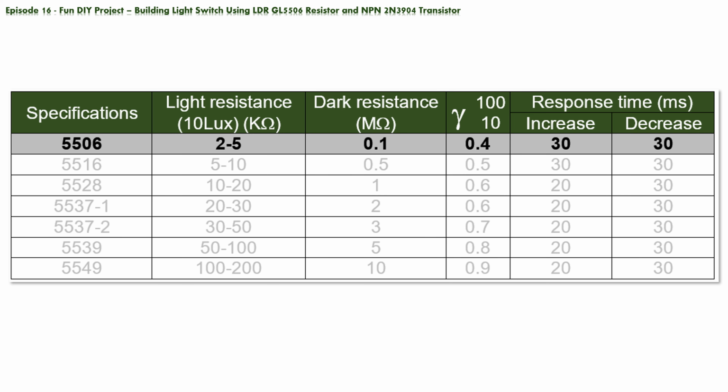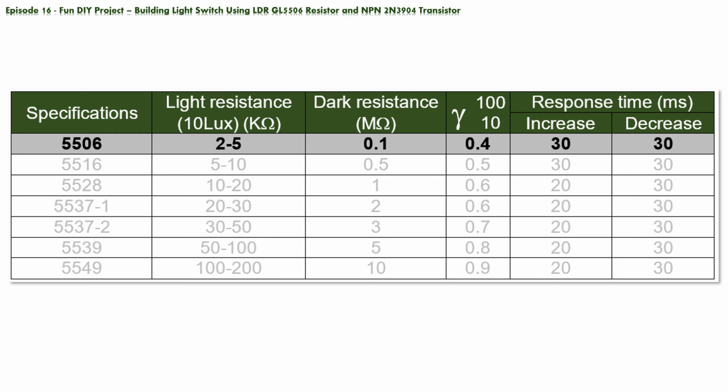Okay, so let's start with the first column from the left. These are all various types of LDRs. These are all generic components, manufactured by myriads of manufacturers. They all have the same specifications. For purposes of this video, we are only interested in the first row parameters. So, the mark for our LDR is 5506.